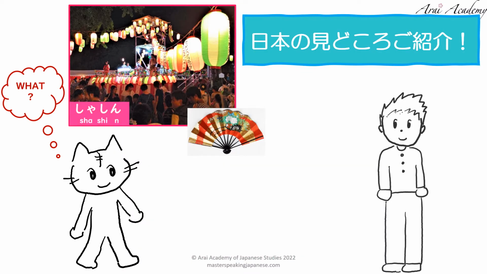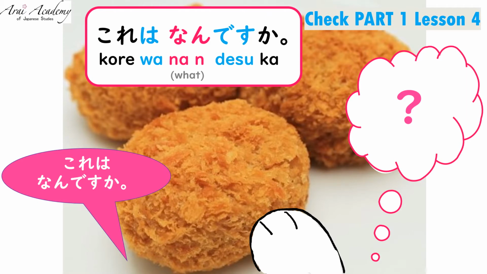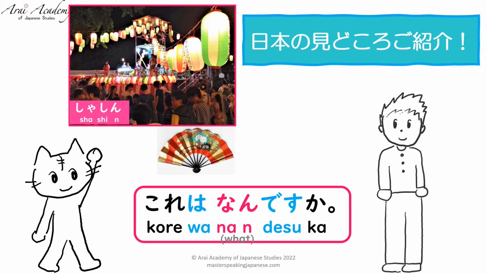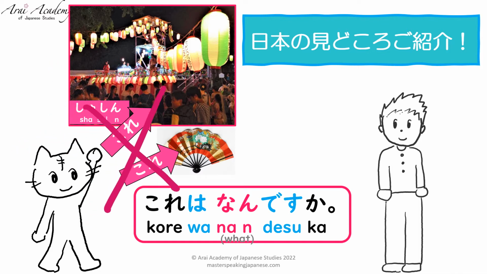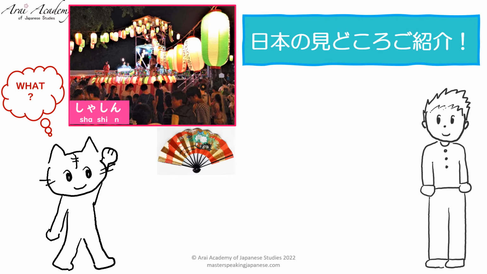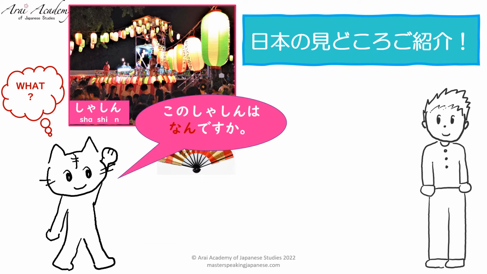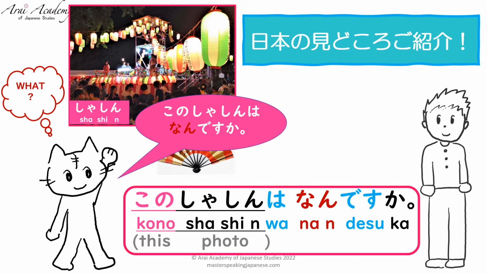Wow, this 写真 looks really nice. But what is this? Let's ask. Remember you studied これは何ですか in lesson 4. Can you say that? Actually, これ indicates both the photo and the fan decorated here. It's not clear for the staff. So here you say この写真は何ですか? この写真 is this photo. この needs something to modify, in this case, 写真.